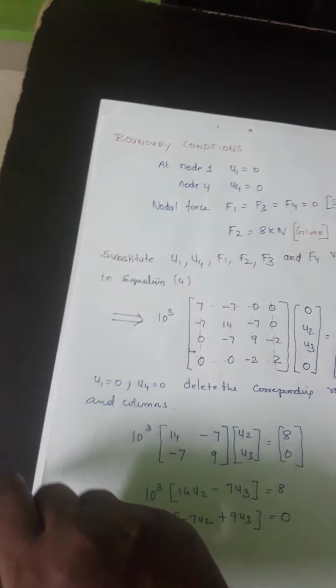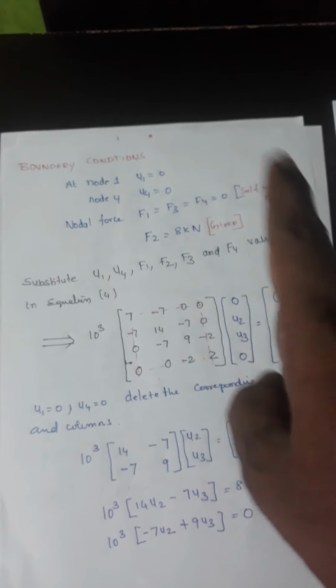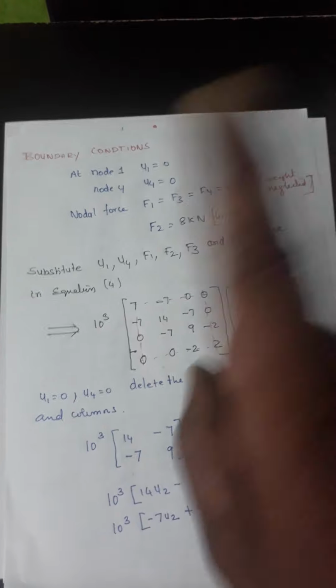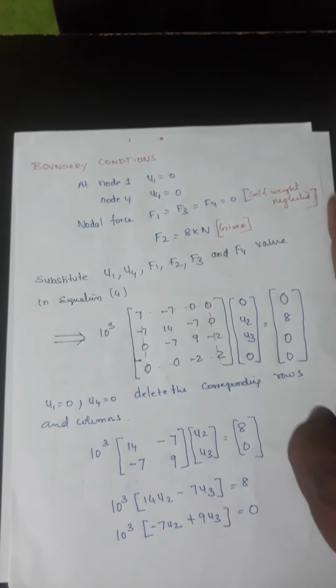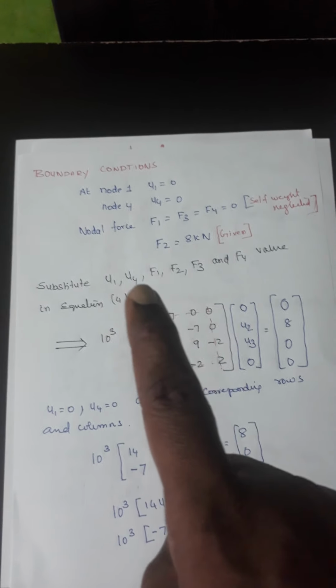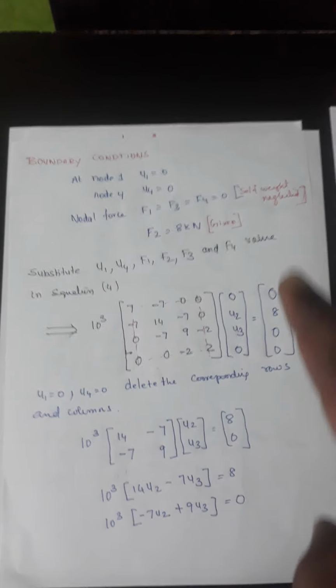Now at node 1, as I said, boundary conditions: U1 is equal to 0, U4 is equal to 0, and F1, F3, F4 are equal to 0. This is body force being 0, not the nodal force. The body force is 0. So I am going to take all those things, U1, U4, F2, F3, everything I applied.